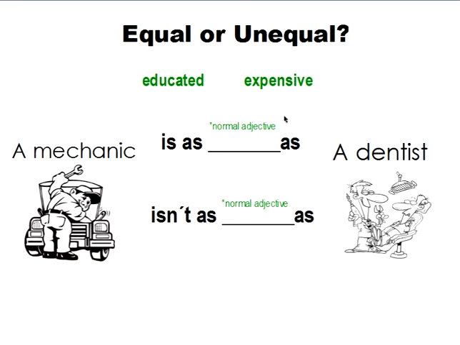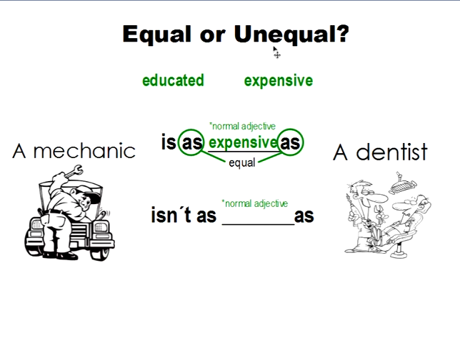So if I think they are equal, I'm going to say a mechanic is as expensive as a dentist. Now, notice when I use as and then the normal adjective and then again as, that's when I think that the two things are equal. I'm not really comparing them, I'm saying that they are equal. Okay?